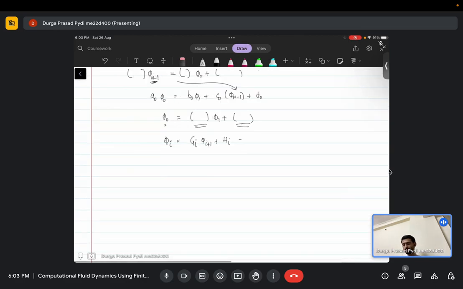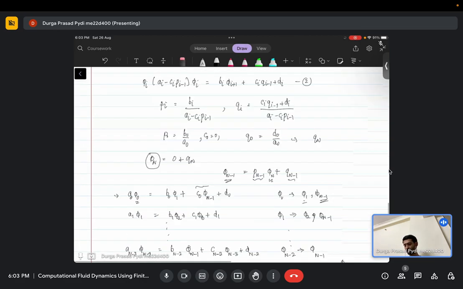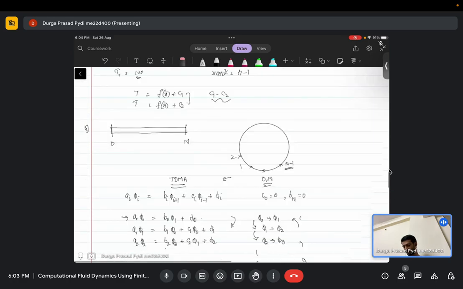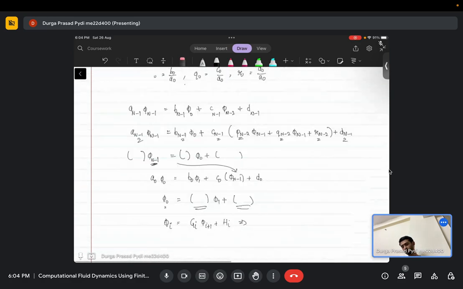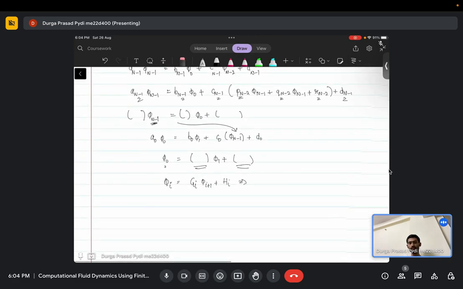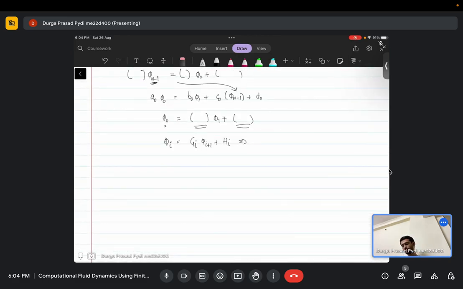So I'll get something of this form. Now this is very similar to the TDMA form we have derived previously. If we see the TDMA case, it was just p and q. Now we have g and h, that's the only difference, but the equations are of similar nature. So now we follow the same procedure that we did for TDMA. You just keep on substituting this again and again till you reach the last value. So you have phi 0 as this.